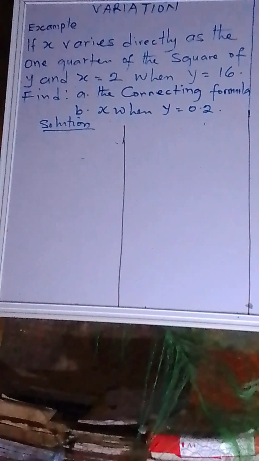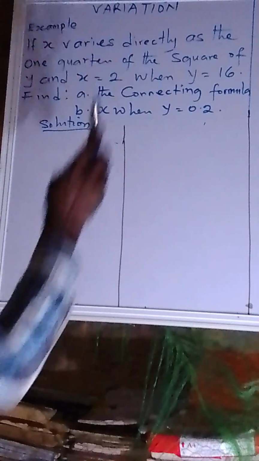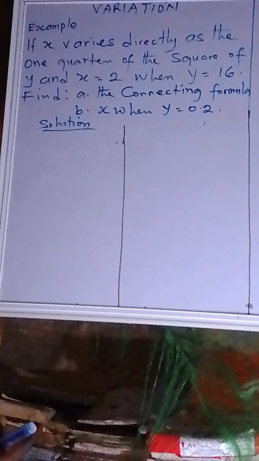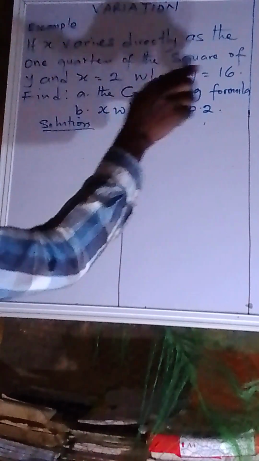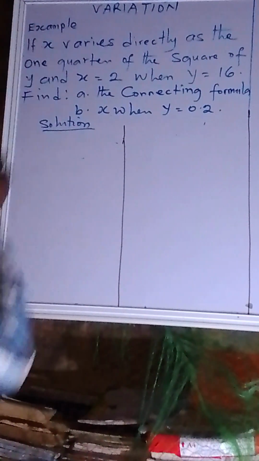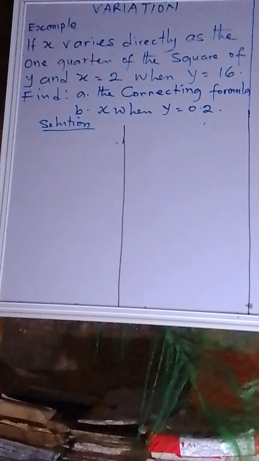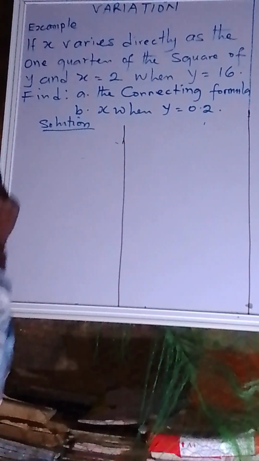Now, the first thing is to look at the phrase here. We turn it to a mathematical statement. Let's look at it. X varies directly as 1/4 of the square of y. So I'm going to read it one after the other, and I will turn it to a mathematical statement.